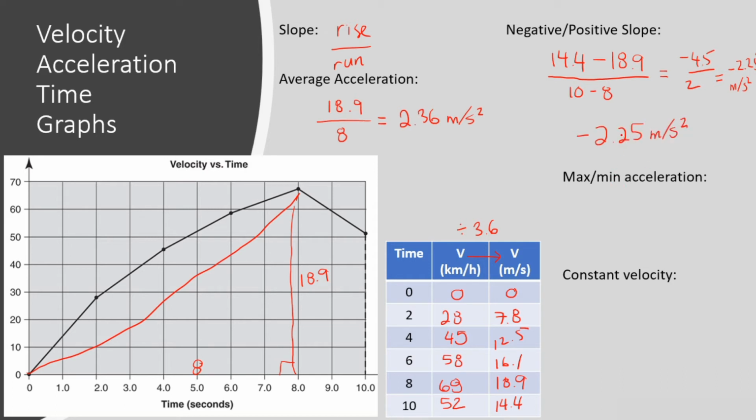Okay? And when you get that negative in acceleration, that means a deceleration. It means you're slowing down. And if we look at our kilometers per hour, at 8 seconds we were going 68 kilometers an hour. At 10 seconds, we're going 52 kilometers an hour. So logically, we are slowing down.